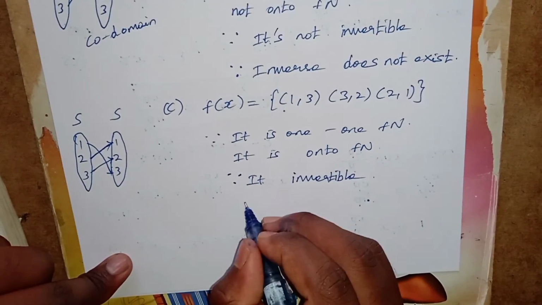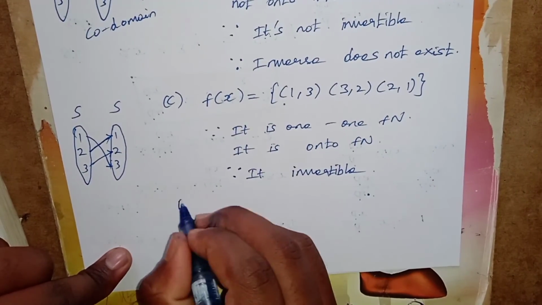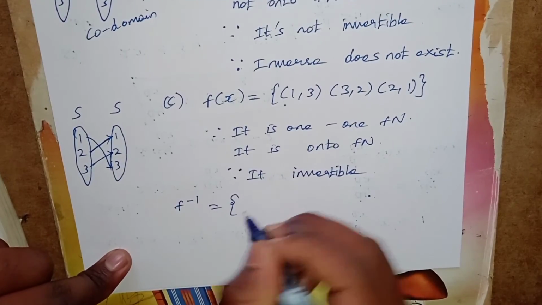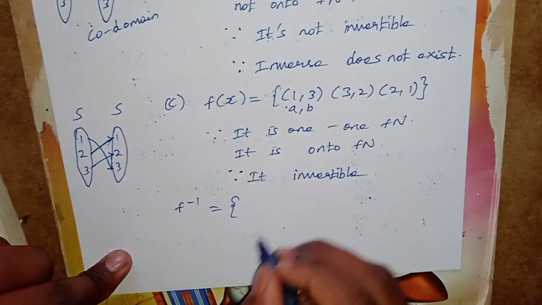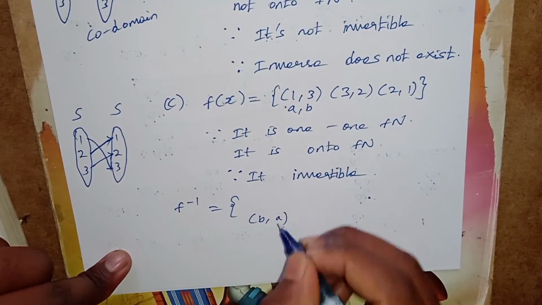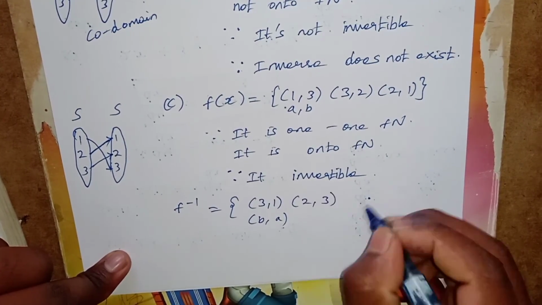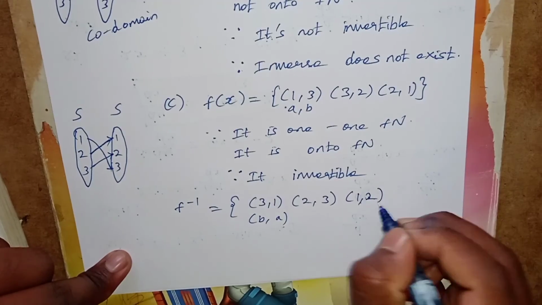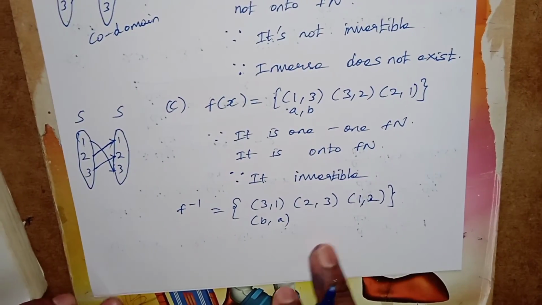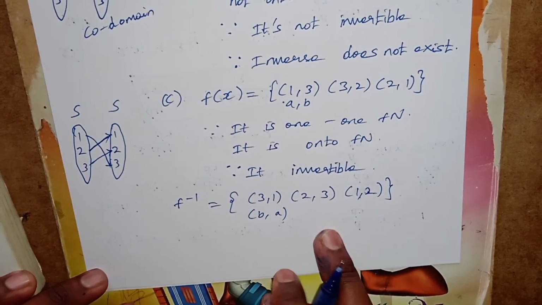Invertible means here inverse exists, therefore f inverse is equal to, you have to interchange (a, b) to (b, a). You have to write (3, 1), (2, 3), (1, 2). Here it is my inverse function.